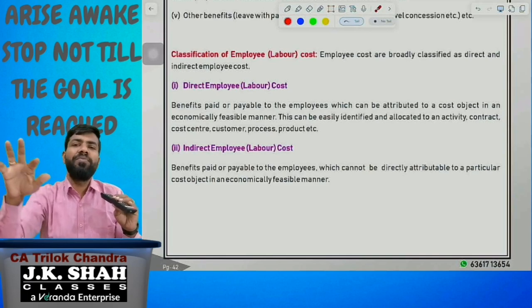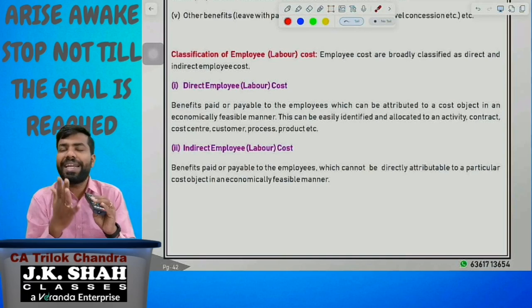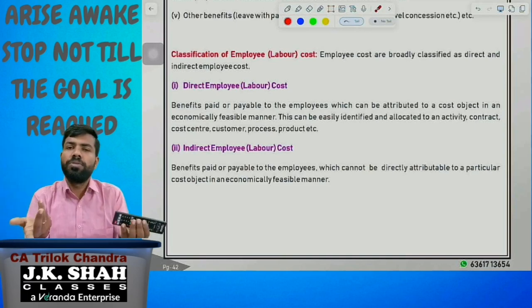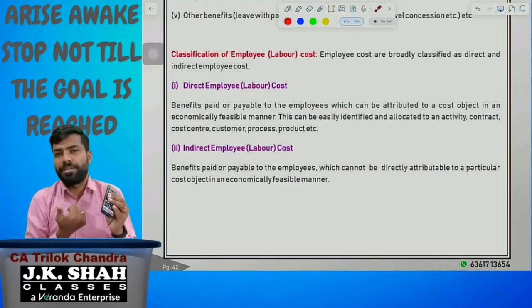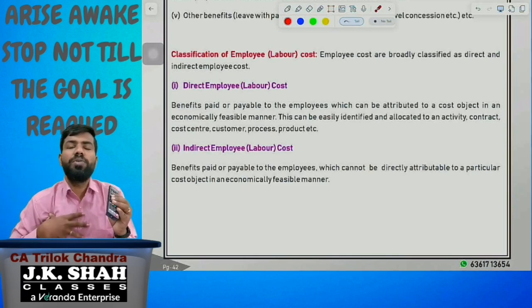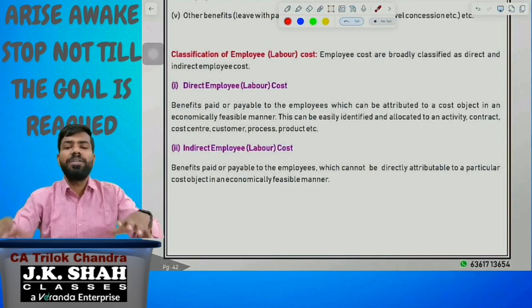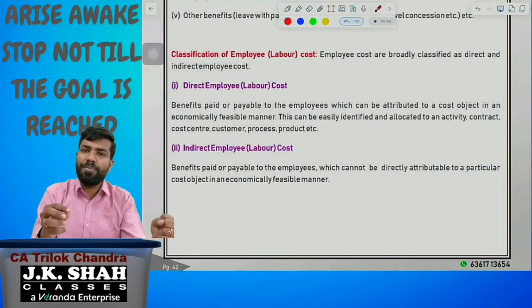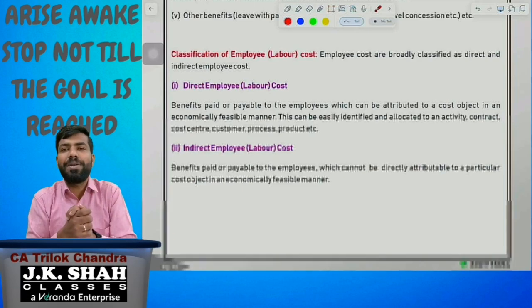Take the supervisor working in the factory. We cannot trace directly how much time is spent on this single product. Can we say how many hours the supervisor allocated to this product? No. So the supervisor's salary we account as indirect labor cost. Direct labor cost means the one who is directly engaged in production, and the employee cost which can be traced to the final product. Indirect labor cost means the employee cost which cannot be traced to the final product, which we already know.